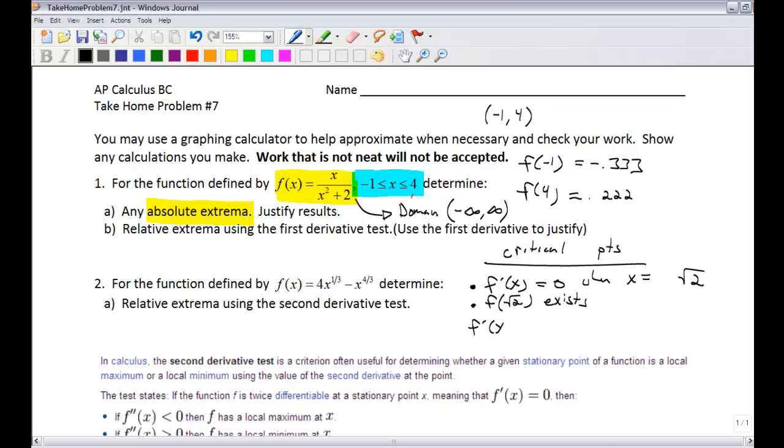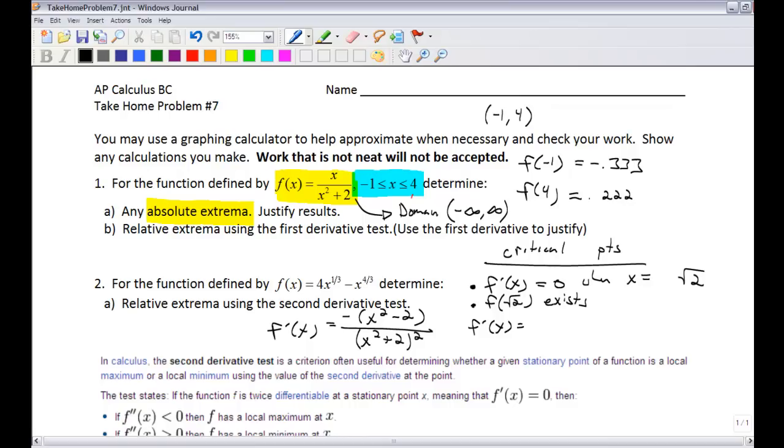F prime of x is undefined where? Well, let's see. I should record f prime of x. So what is f prime of x? If you want to know where your derivative is undefined, you certainly should have an idea of what your derivative is. So f prime of x equals negative x squared minus 2 over x squared plus 2 squared.